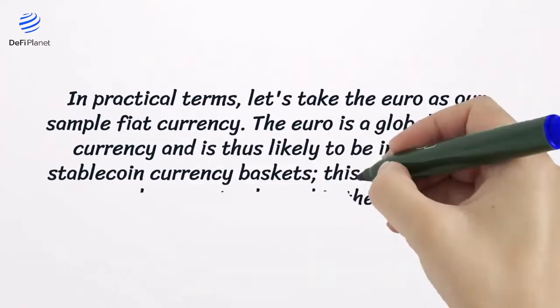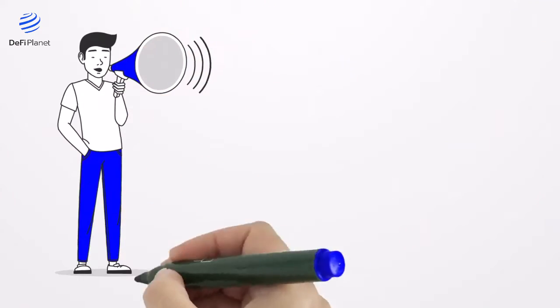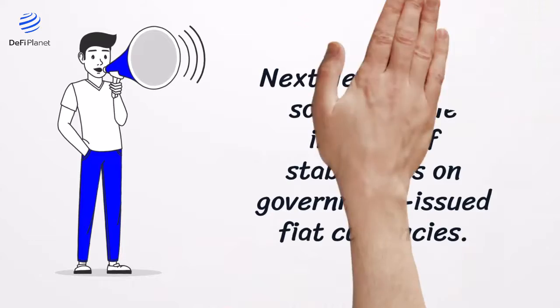In practical terms, let's take the euro as our sample fiat currency. The euro is a global reserve currency and is thus likely to be included in stablecoin currency baskets. This may affect the exchange rate channel in the case of multi-currency stablecoins. Next, let's discuss some possible impacts of stablecoins on government-issued fiat currencies.